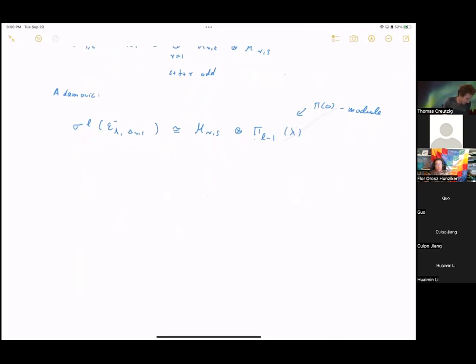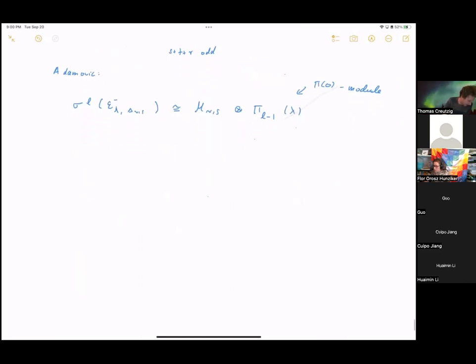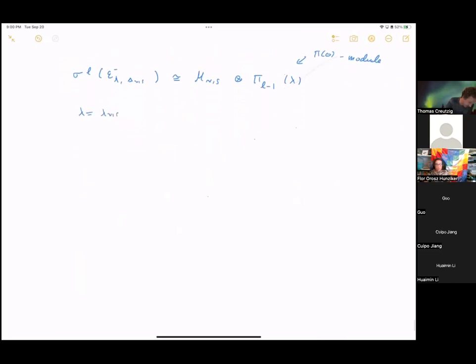Why is it good to have this embedding? And let me also mention one more case: if this weight was very special, it is this very special level lambda r comma s, then in fact this E minus is not simple, and it fits into this non-split short exact sequence.